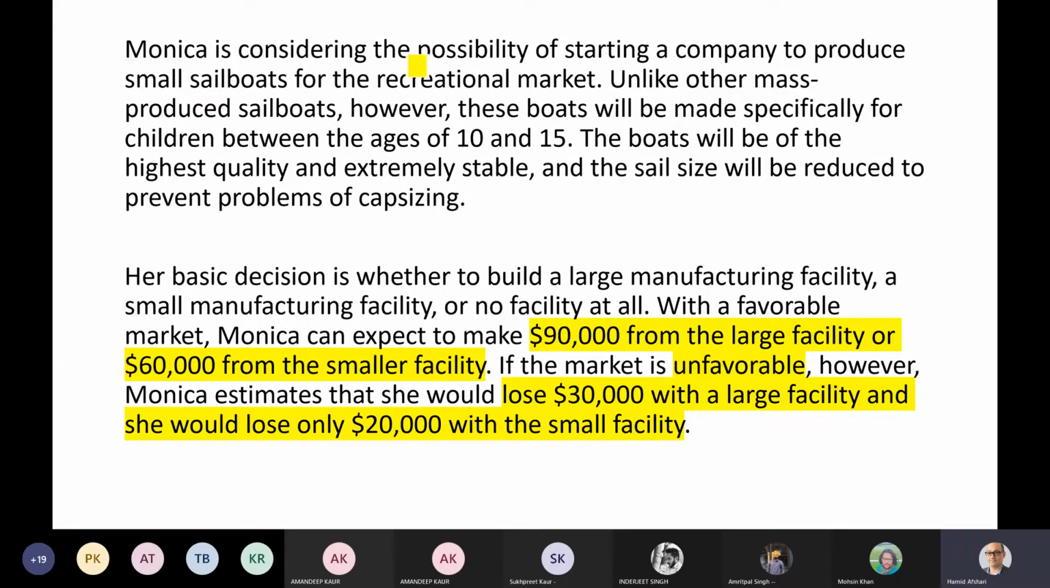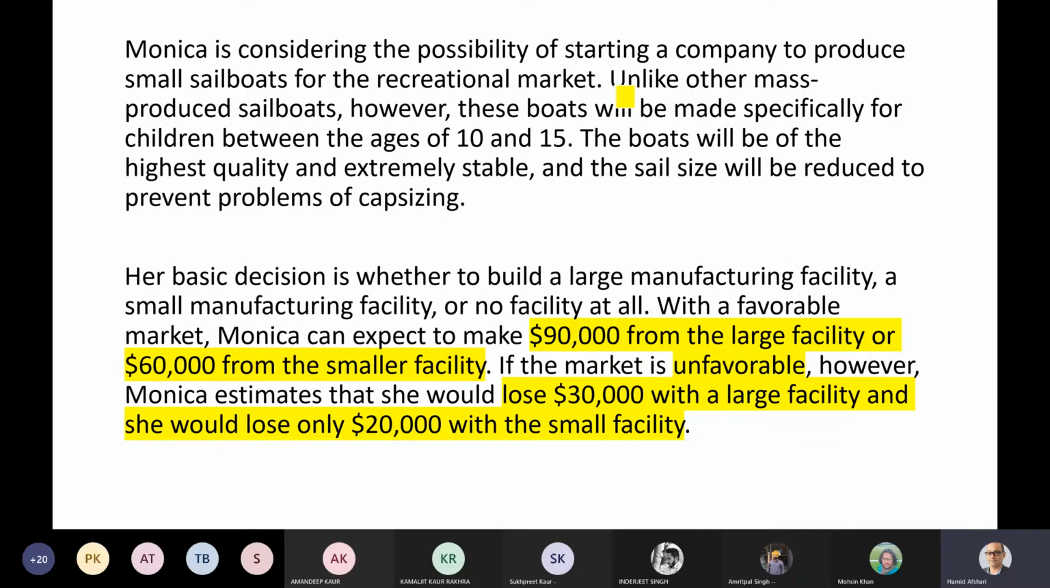Normally the start of a problem is very lengthy with not much information, but let's read it. Monica is considering the possibility of starting a company to produce small sailboats for the recreational market. Unlike other mass production sailboats, however, these boats will be made specifically for children between the ages of 10 and 15. The boats will be of the highest quality and extremely stable, and the sail size will be reduced to prevent the problem of capsizing. Okay, so just a story.